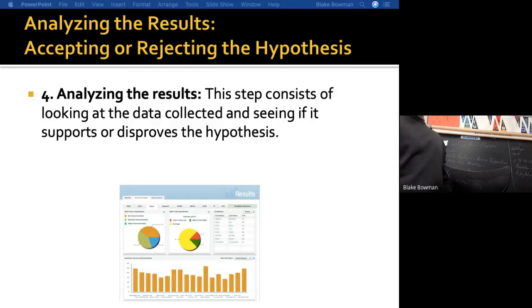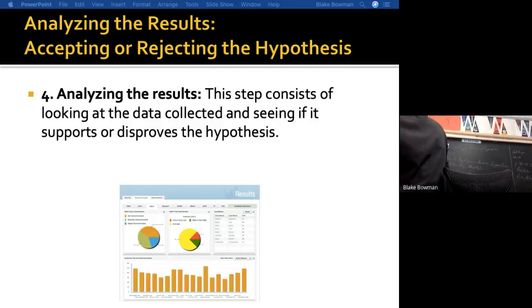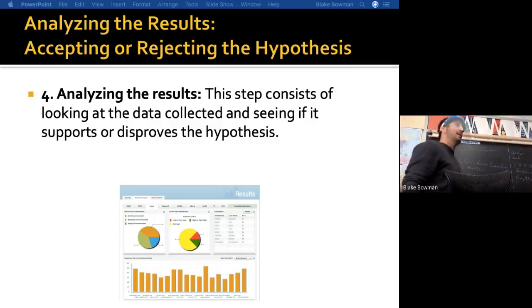You're looking at your results and applying it to your study to see exactly if your hypothesis is proven, if it met the challenge through the experiment, or if it didn't. Either way, you have to replicate it. You have to do it again. You have to repeat your study, your experiment.